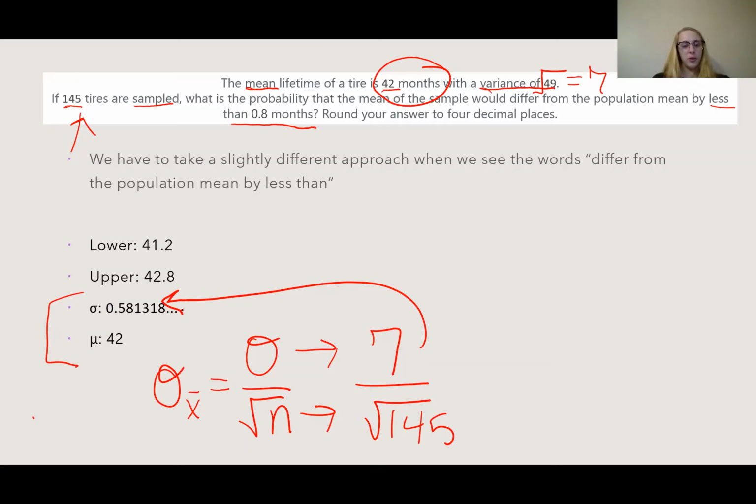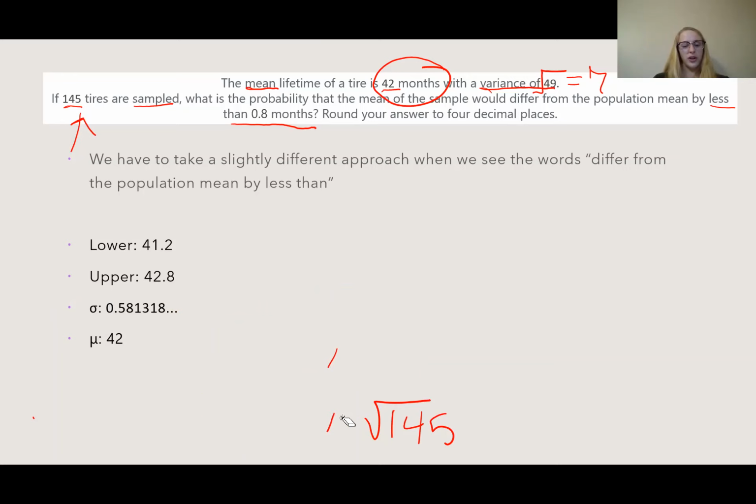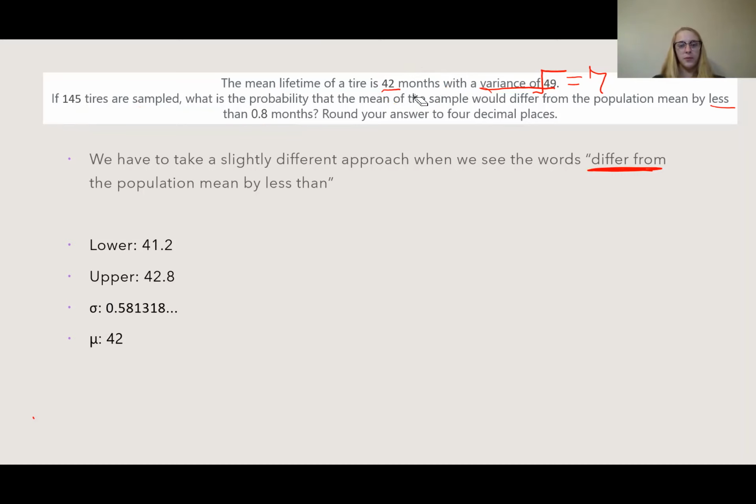Now, if we want to talk about your lower bound and your upper bound, this is where things start to differ from the just greater than and less than problems that we previously did. So if you see the word differ, this is what you're going to do. Let me erase all this stuff up here so you don't get confused. Okay, so we want to say differ from the population mean by less than 0.8 months.